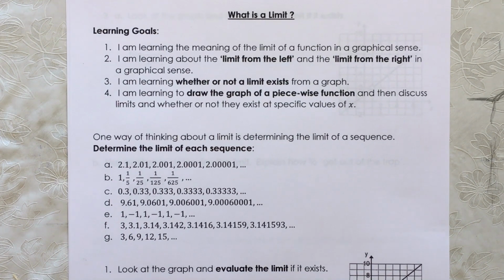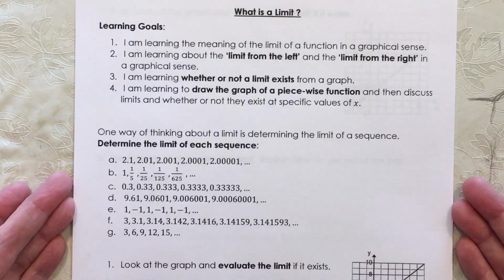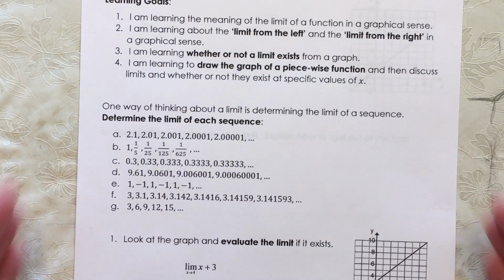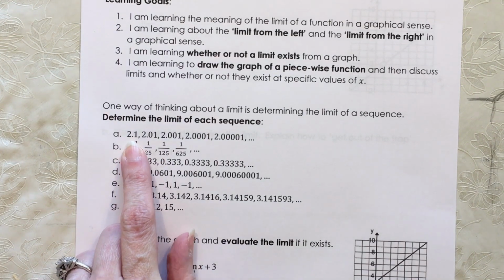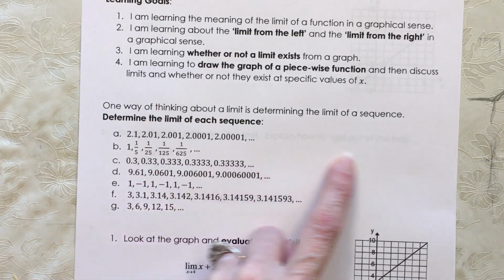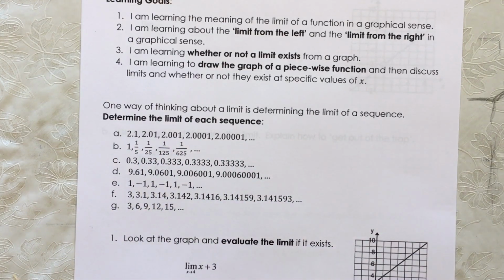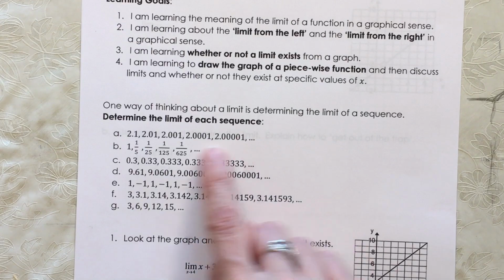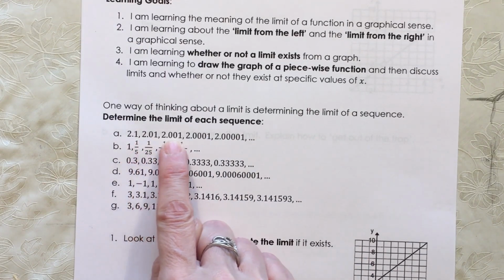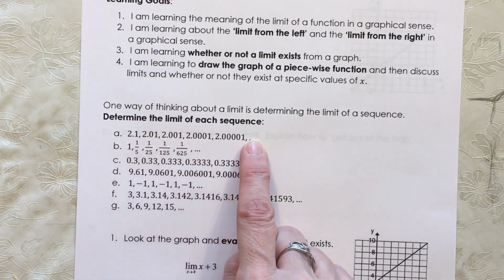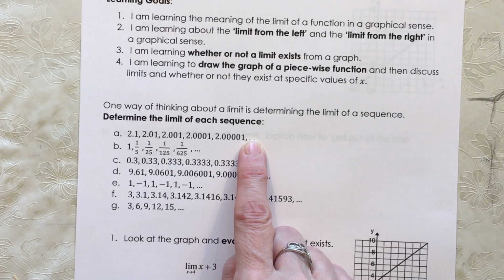So before we get into that, we're just going to look at the idea of a limit again. We have talked about it a little bit when finding the slope of a tangent. But one way to think about a limit is determining the limit of a sequence. So we're going to determine the limit of each sequence. We're going to imagine in A here that the sequence keeps going on forever. Okay, so there's going to be an infinite number of terms. So what is the limit of this sequence, or what number is the sequence tending towards?